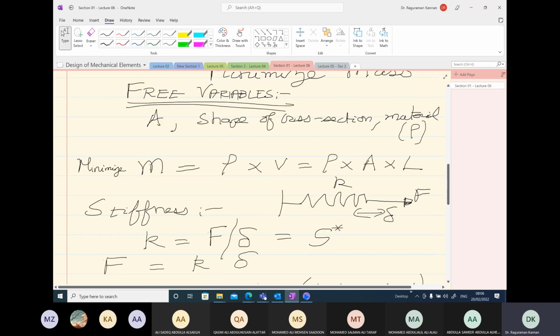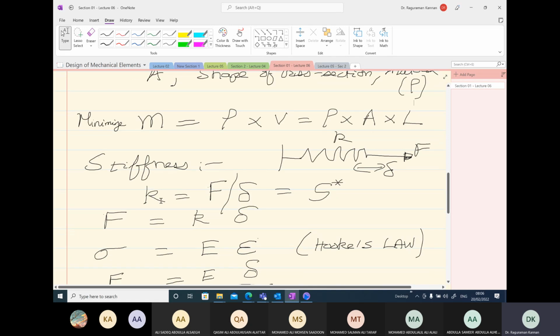Once we identify that, we want to minimize mass, and we wrote it in the form density times volume, density times area times length. L is fixed, we cannot do anything. Rho we can change, A we can change. Now the idea is to replace the free geometric variables, usually in some other form. So we have the stiffness formula. We write the equation of stiffness as force over the elongation, from your typical spring equation, and that should be greater than or equal to S star.